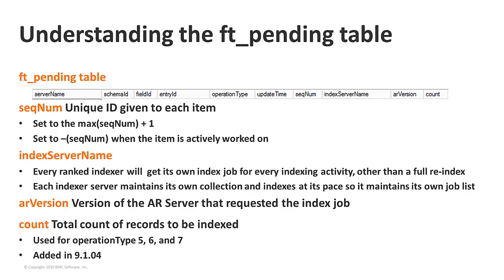Every ranked indexer will get its own index job for every indexing activity other than a full reindex. A full reindex is performed by server, and this is what you would see in the index server name column. The AIR server column shows the version of the AIR server that requested the index job. And lastly, the count. This is the total count of records to be indexed. This was added in version 9.104 and is used for operation types of 5, 6, and 7.